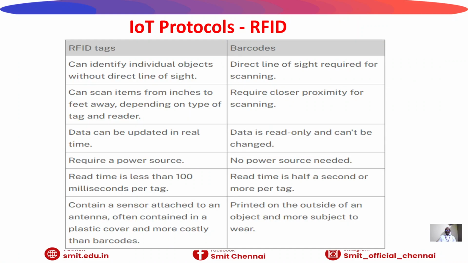RFID and barcodes: as I said, barcodes require a direct line of sight for scanning. RFID differs in that it can identify individual objects without direct line of sight. And it requires a power source, whereas a barcode does not need a power source. So you can go through all of those.